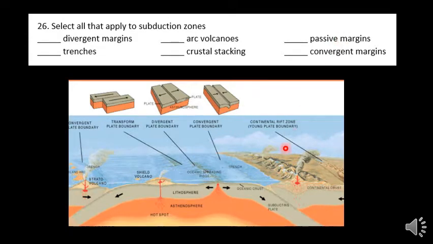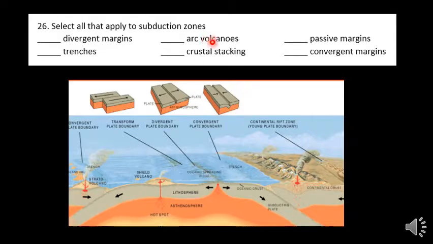All that apply to subduction zones. Don't get rift valleys like at the mid-ocean ridge mixed up with trenches and subduction zones. A subduction zone is where one plate dives underneath another one. So let's see, divergent margins, well, that's not here at the subduction zone. That's out here. Divergence is where it's splitting apart. So that would be over here at the mid-ocean ridge and the rifts. So that's not something we want to have.